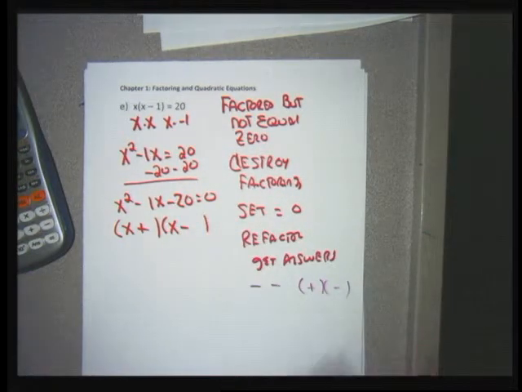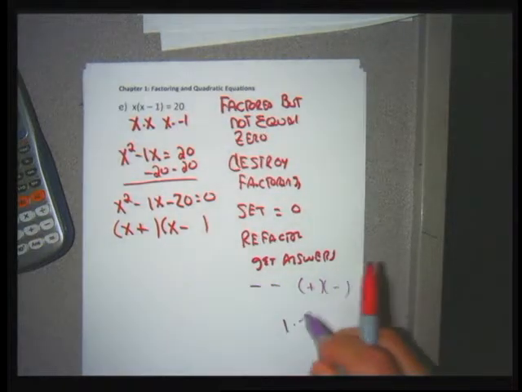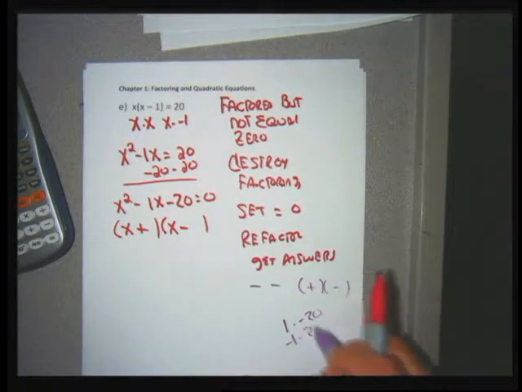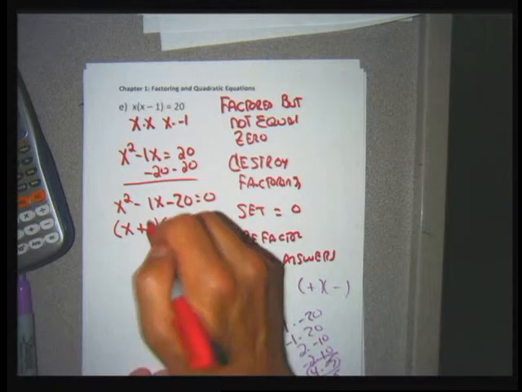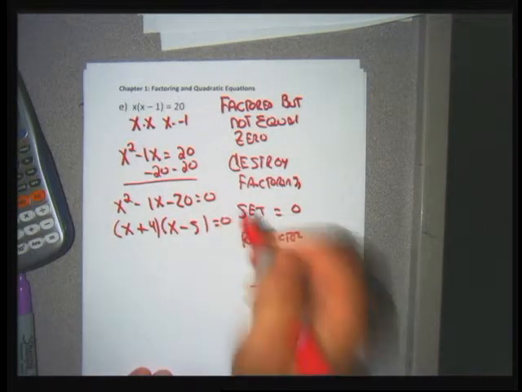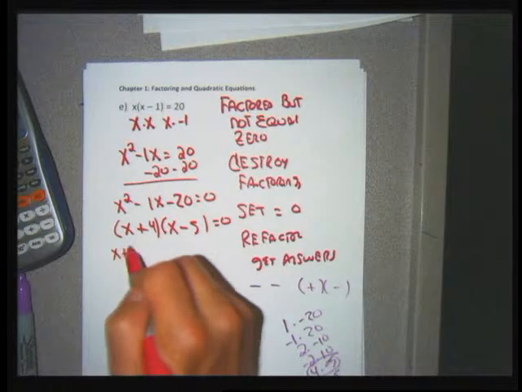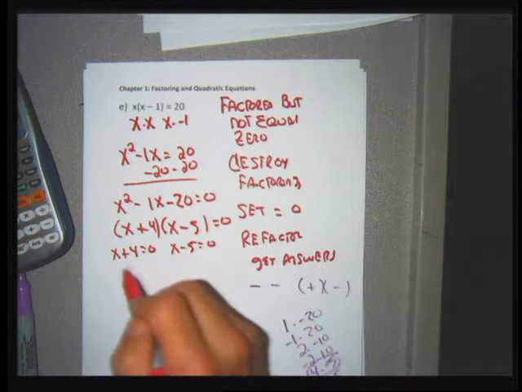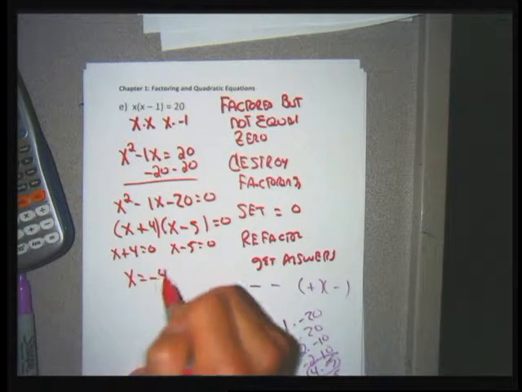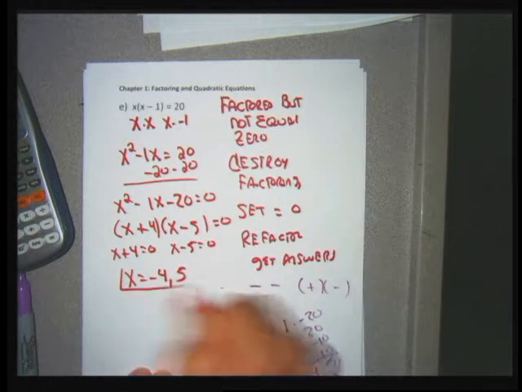And then the factors of 20 with the plus and the minus, like 1 and minus 20, minus 1 and 20, 2 and minus 10, minus 2 and 10, 4 and minus 5, negative 4 and 5. I need that pair. 4 minus 5 is negative 1. So I'm going to go plus 4 minus 5 equals 0. Now I'm going to go x plus 4 equal to 0, x minus 5 equal to 0. The first one's going to give me x equal negative 4. The second one's going to give me x equal to 5.